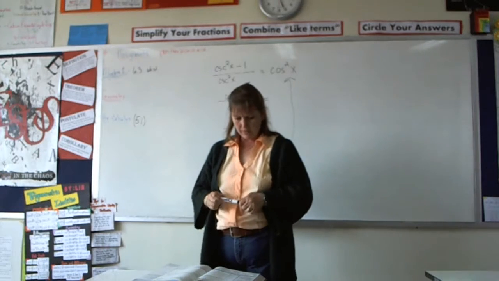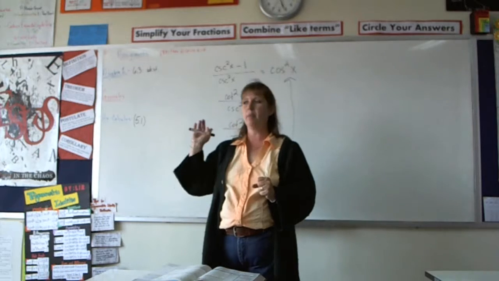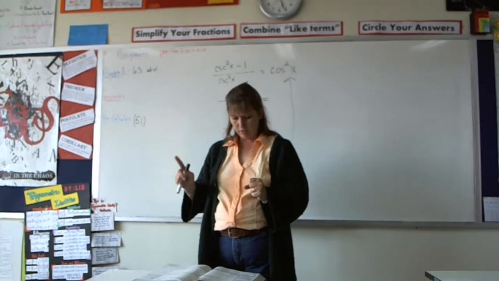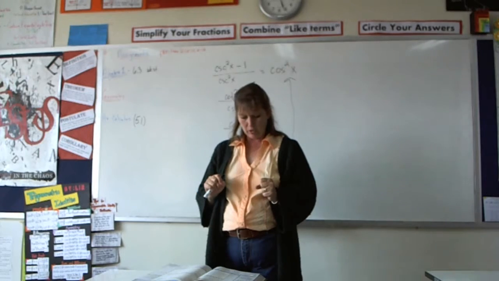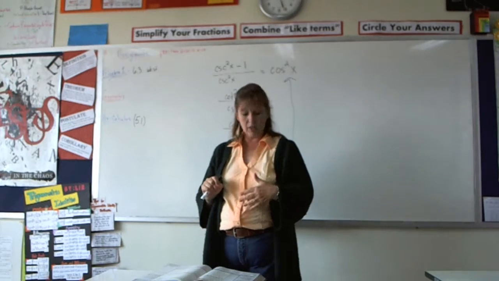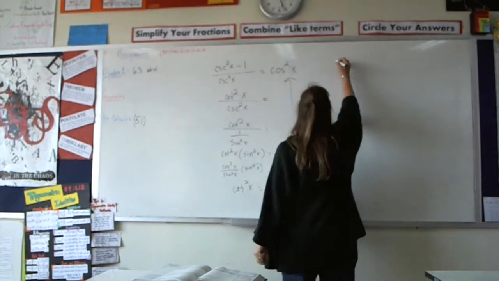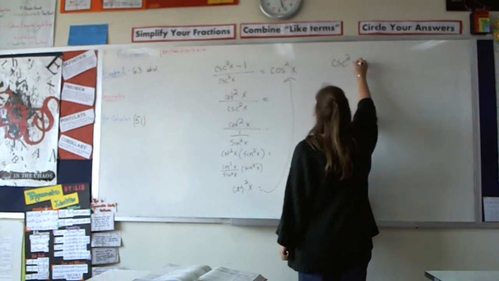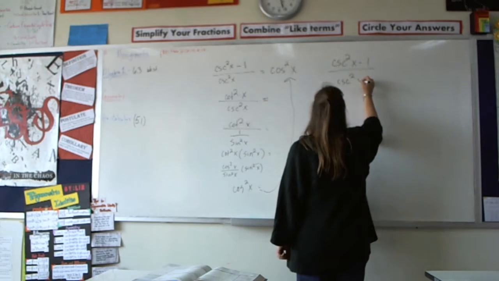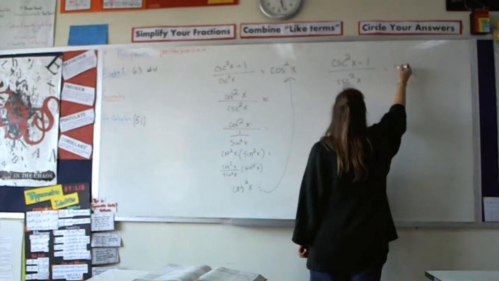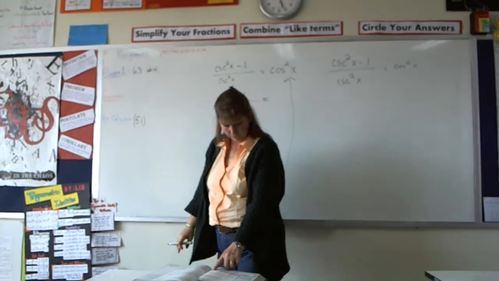All right, keep going. Underneath example 1, it says there are usually more than one way to verify an identity. We've talked about a couple here in this one. For example, the identity in example 1 can also be verified as the following. Look what they did there. They took this, let's do it over here. Cosecant squared x minus 1 over cosecant squared x. Okay, what did they do first?